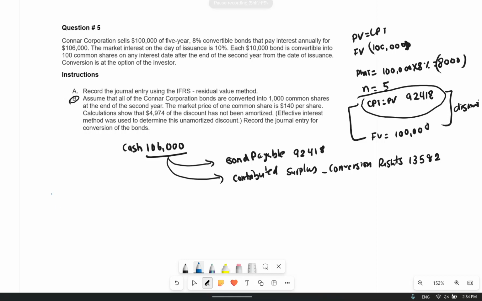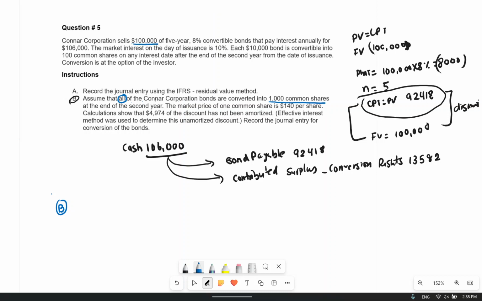Now we're going to go to the next part, my part B. And what is part B? Assume that all of the Connor Corporation bonds are converted. Sometimes we convert 100%, sometimes we convert 25%, 50%, whatever the question tells you, converted into 1,000 common shares. How did they get the 1,000?